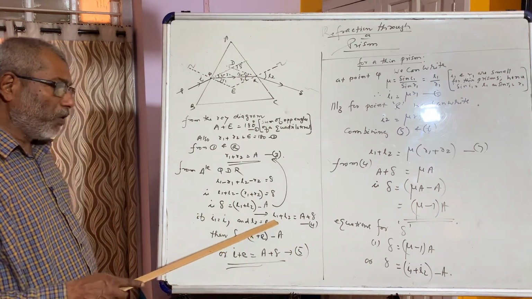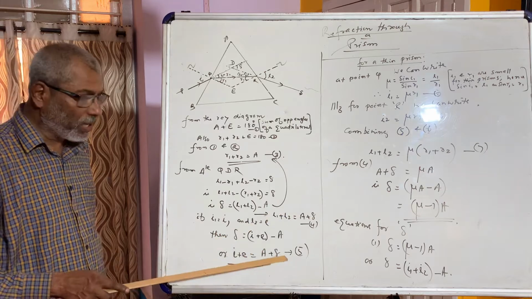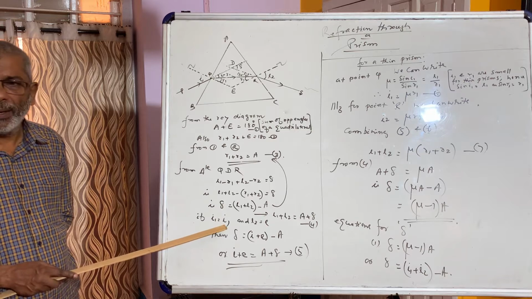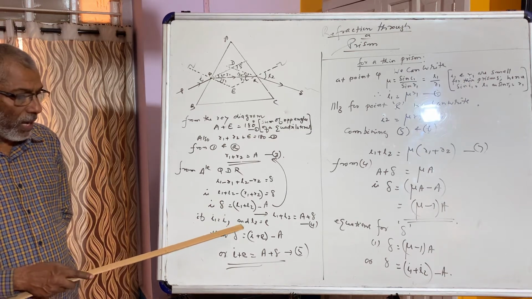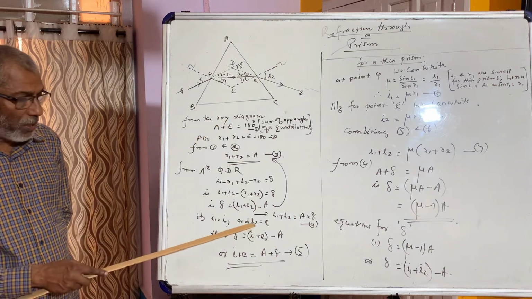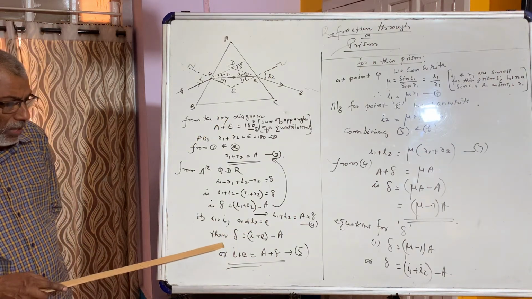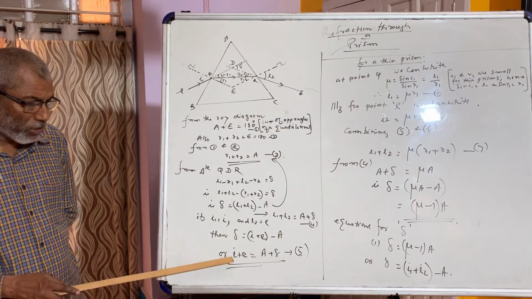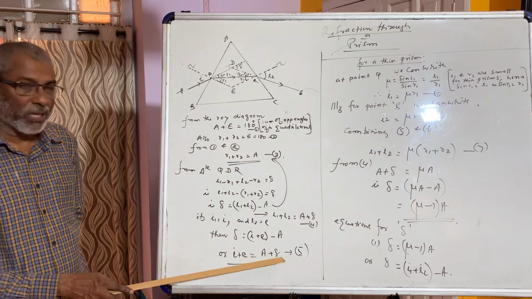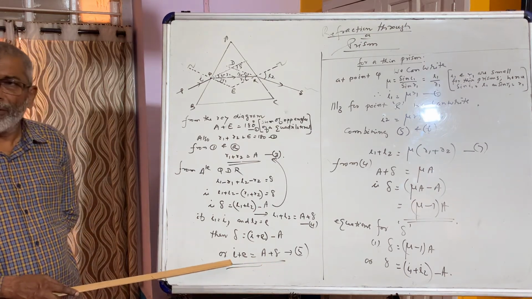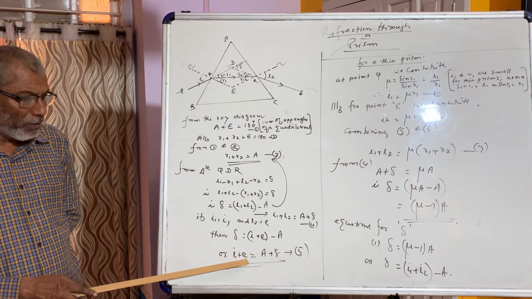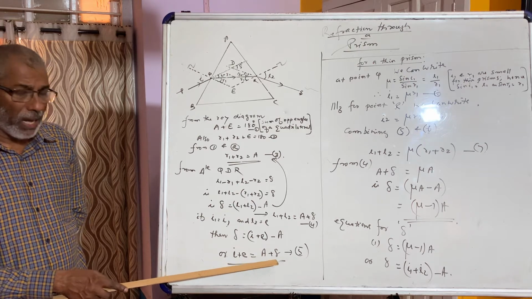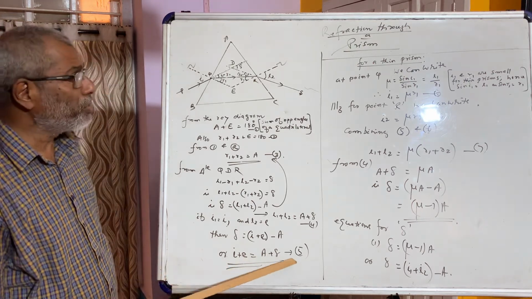Also we can write I1 plus I2 is equal to A plus delta. Take it as equation number 4. In the above expression, if I1 is equal to I, the angle of incidence, and I2 is equal to E, the angle of emergence, then we can write delta is equal to I plus E minus A, or I plus E is equal to A plus delta. It means the sum of the angle of incidence and angle of emergence is equal to the angle of the prism plus the angle of deviation. This is equation number 5.